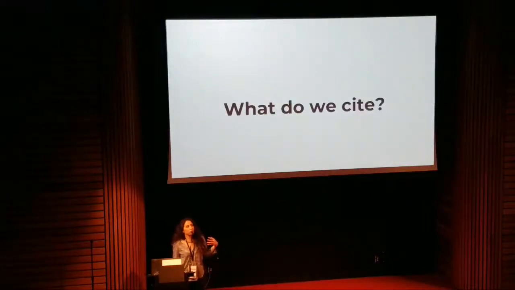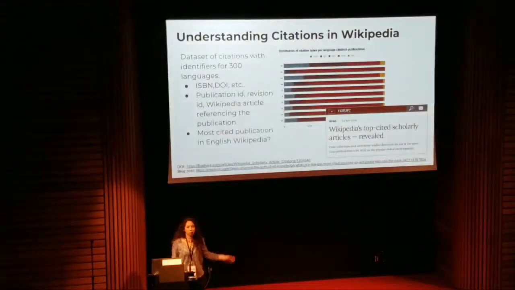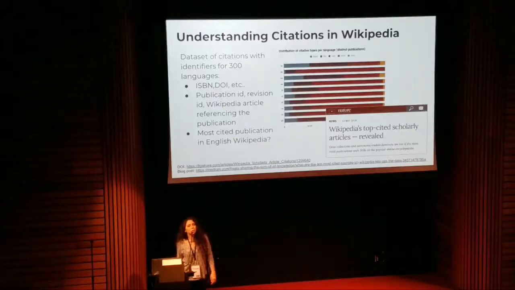So the first question that we answer towards solving our problems and towards our goals is actually a very simple question. What do we cite in Wikipedia? What does it mean citing in Wikipedia? Dario talked about this dataset this morning. We released this dataset about all publications with identifiers cited in Wikipedia in all 300 languages.